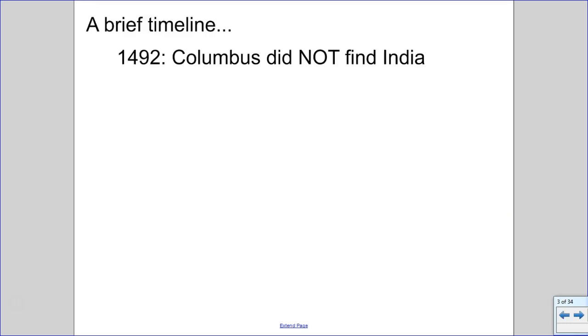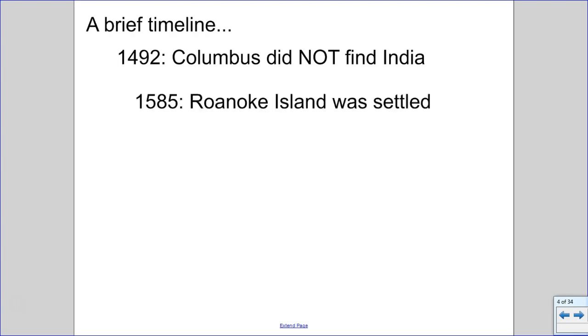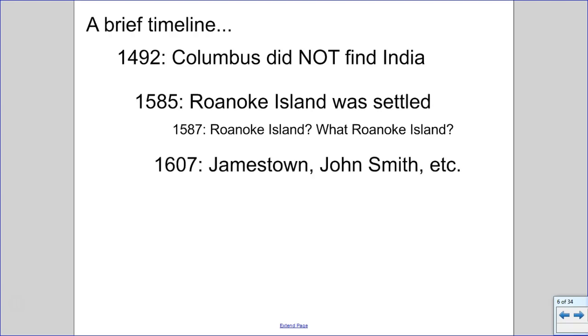First, Christopher Columbus attempted to find India and missed badly. Luckily, he ran into, well, he never actually got to North America, but the Americas, so good for him. 1585, England tried to colonize at Roanoke. 1587, it was, what Roanoke? We don't know anything about Roanoke. Let's not talk about that again.